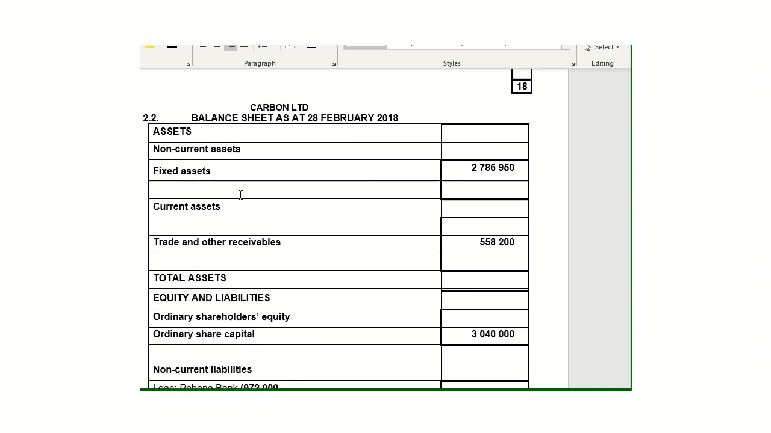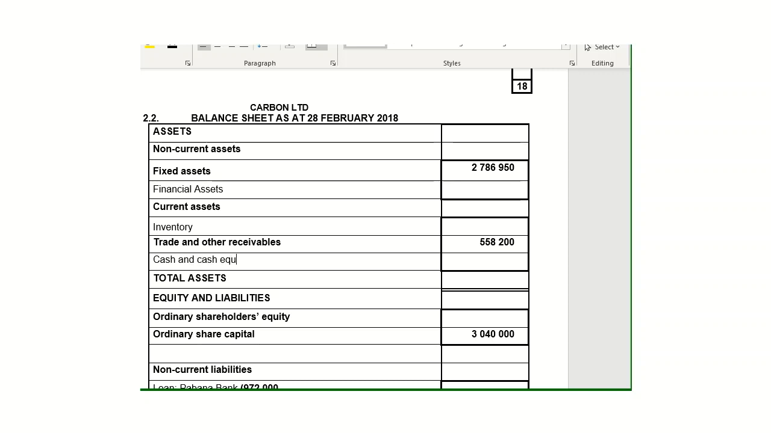Non-current assets consist of two, the fixed assets and the financial assets. Financial assets, so we'll put it in so that we know what to look for. Current assets consist of inventory, trade and other receivables, and cash and cash equivalents. They haven't got inventory in, so we'll put inventory in. They've got trade and other receivables, but not cash and cash equivalents.